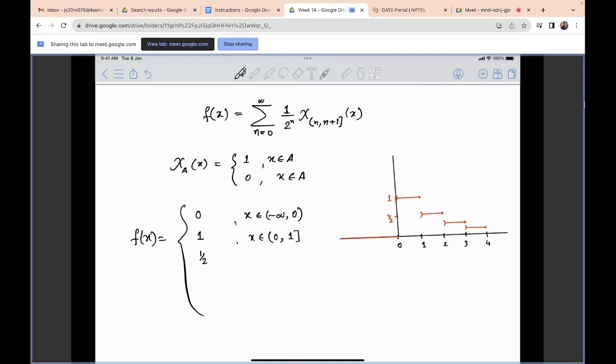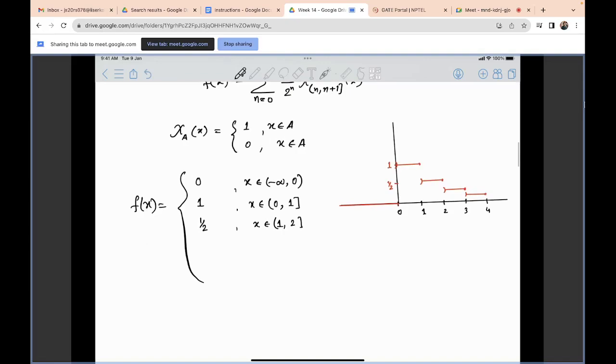Next it will take half when x belongs to open 1 closed 2, and like that. Dot dot dot. So it will take 1 by 2 to the power n if x belongs to the interval n comma n plus 1. So this is the function f(x). Okay.